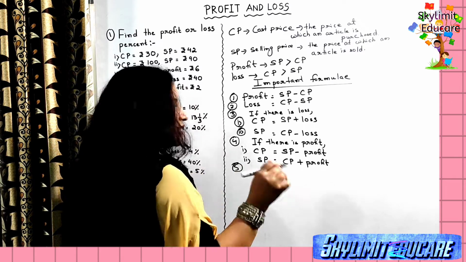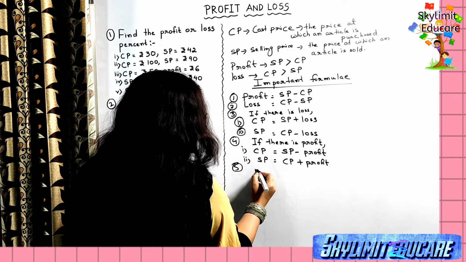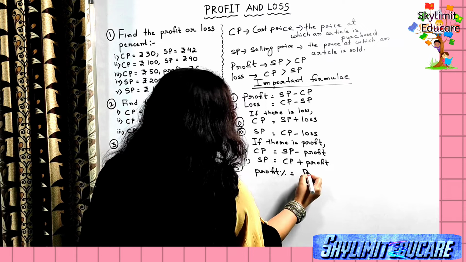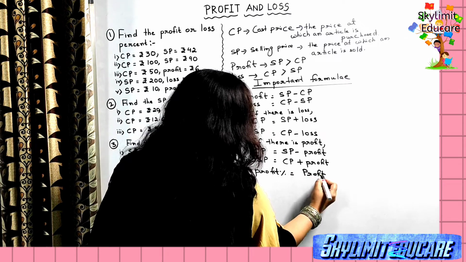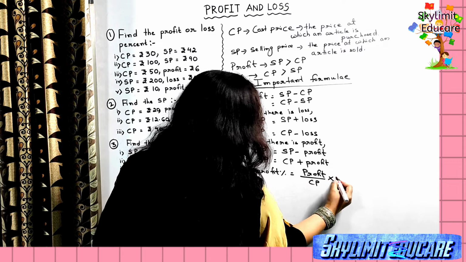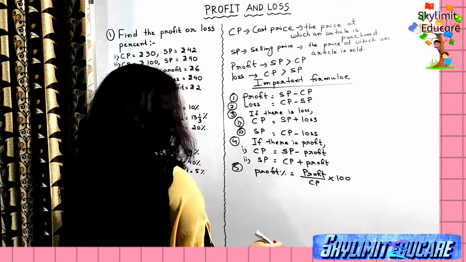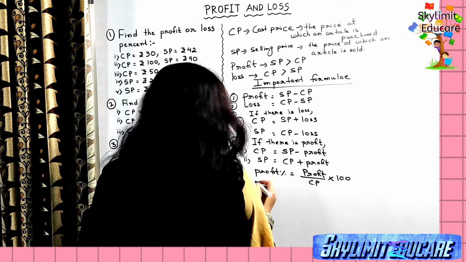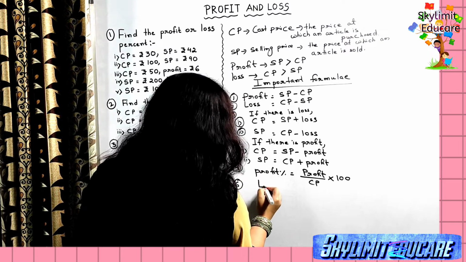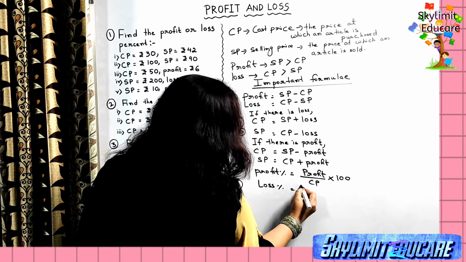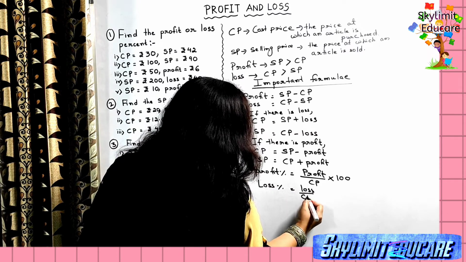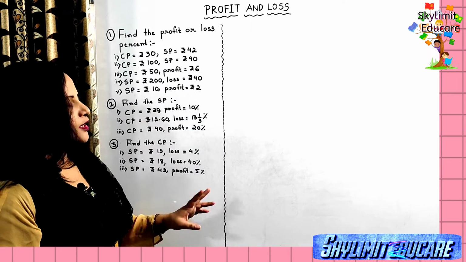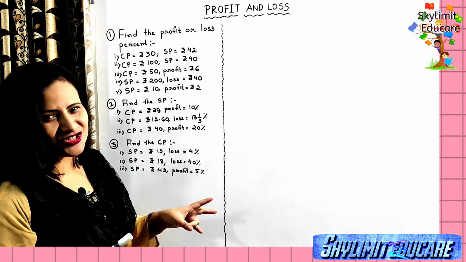Besides that, you also have other formulae. How to find the percentage profit and percentage loss? So profit percent is profit by cost price multiplied to 100. We know that whenever you're going to express something as percentage, you need to multiply by 100, right? Likewise, you have the sixth formula for loss percent: loss by cost price multiplied to 100. Okay.